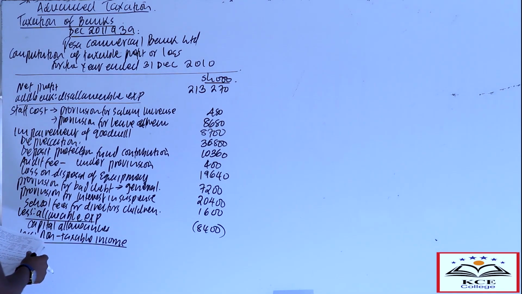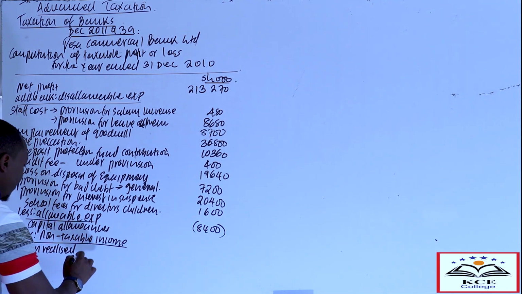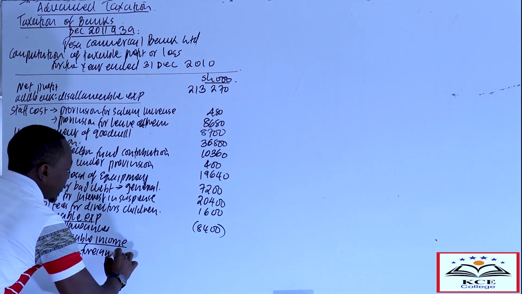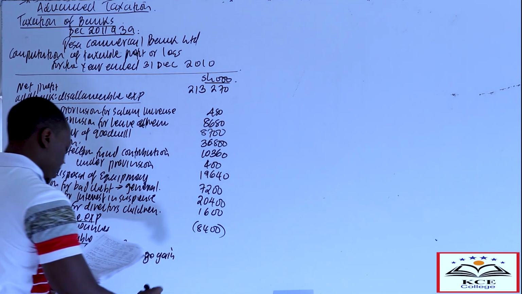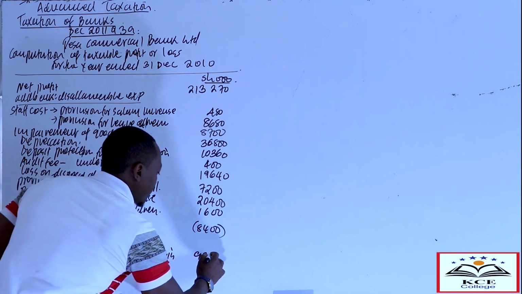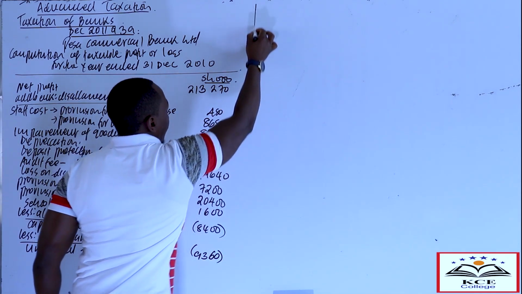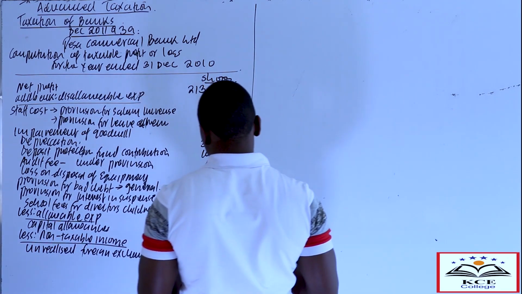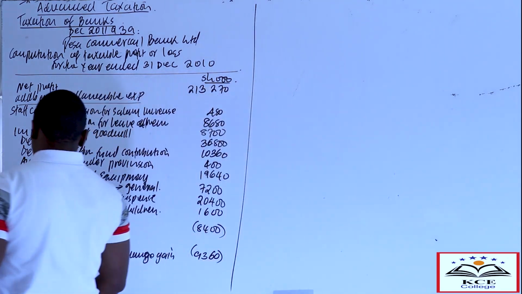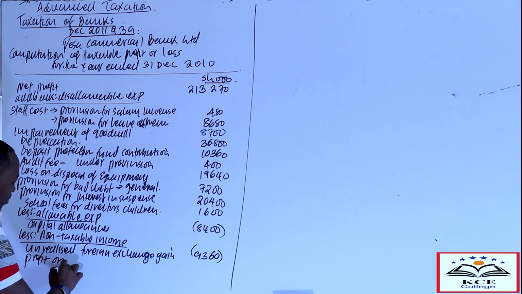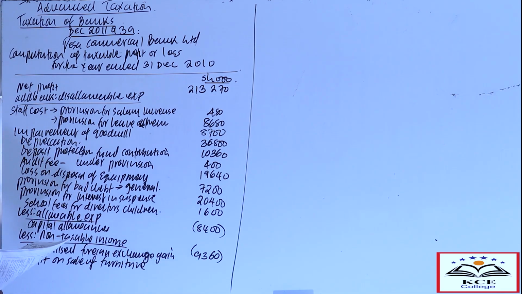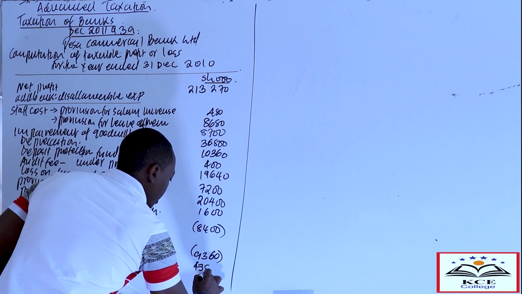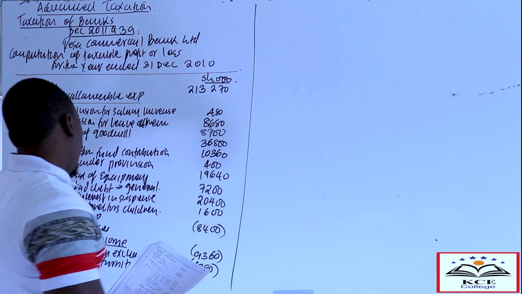And in that case, what do we have? Number one, we had unrealized foreign exchange gain. And how much was that? That was an amount of 93.60. Also, you need to deduct profit on sale of furniture. You see that gain on sale of non-current assets is not taxable, an amount of 43.80.